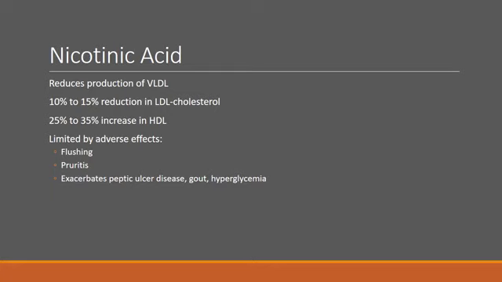Nicotinic acid has a couple of nice effects. Not only does it reduce the production of VLDL or very low density lipoproteins, it also reduces low density lipoproteins, that's the bad cholesterol. And then it also increases production of the good cholesterol, the high density lipoproteins. It does have some adverse effects that can limit its effectiveness. We can see flushing and itching, and it can exacerbate some of the other problems associated with gout, hyperglycemia, and peptic ulcer disease. So these can be some reasons why these drugs are not used with every single patient.